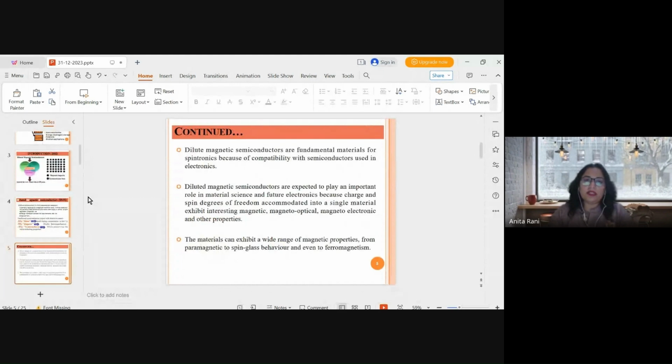DMS are the fundamental materials for spintronics because of their compatibility with the semiconductors used in electronics. DMS are expected to play an important role in material science and in future electronics because charge and spin degrees of freedom are accumulated into a single material exhibiting interesting magnetic, optical, magnetoelectronic and other properties, and these materials can exhibit a wide range of magnetic properties from paramagnetic to spin glass behavior and even to ferromagnetism.